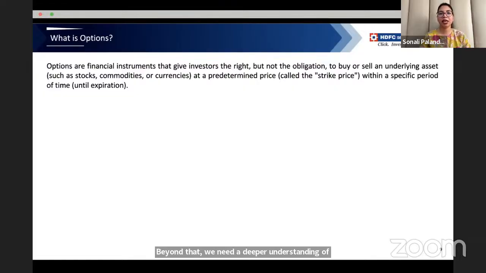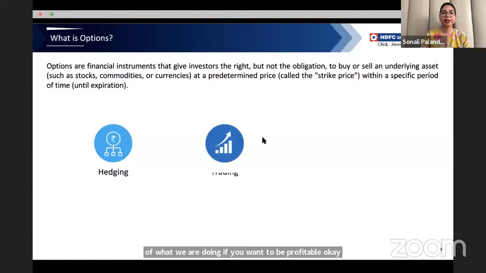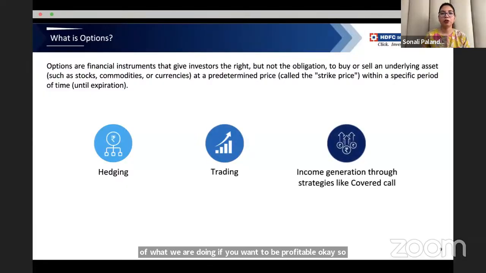Okay, because that shallow part is now going out of the market. We need to understand the basics and the crux of what we are doing if you want to be profitable. Okay, so we will look at it in a detailed manner. So why, how do options come into the picture? First, hedging. Okay, next is trading, and lastly, income generation through strategies like covered call.